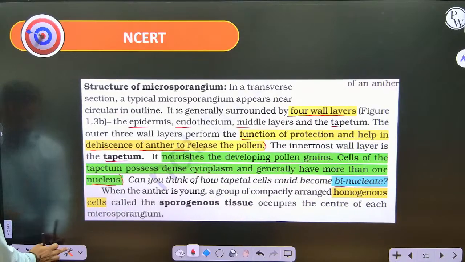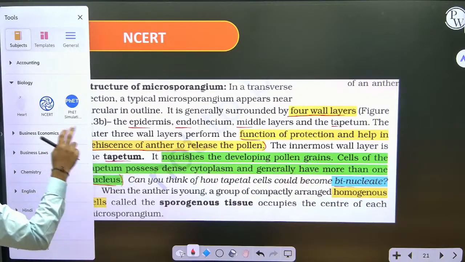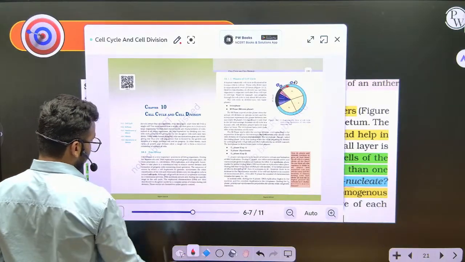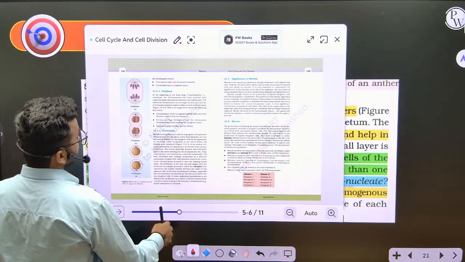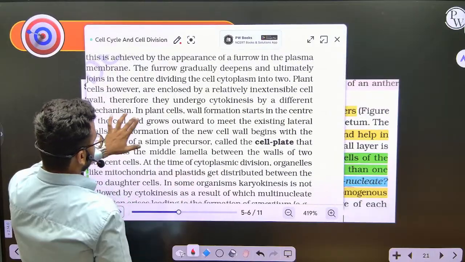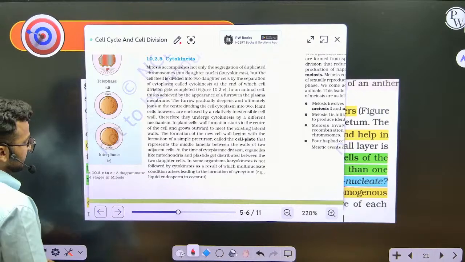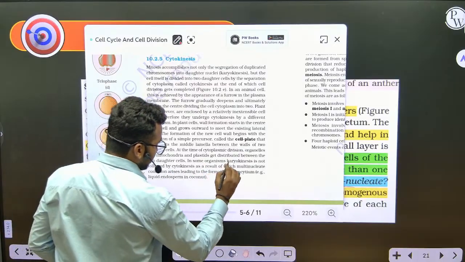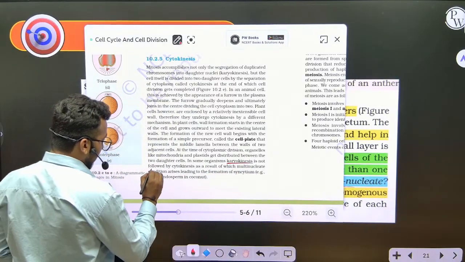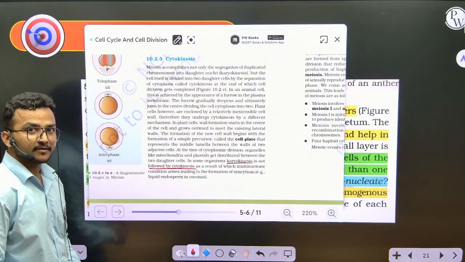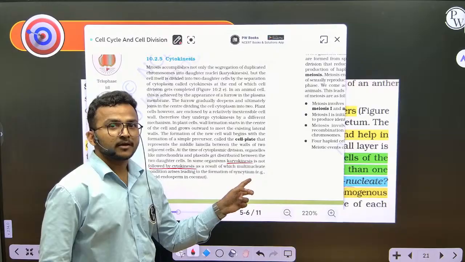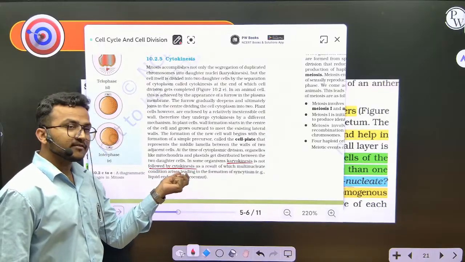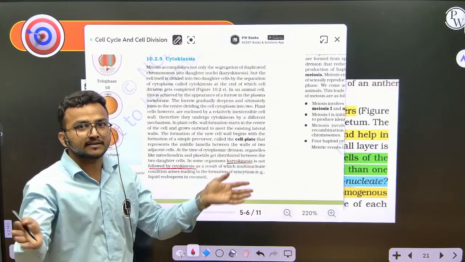Okay, let's go back to the NCERT. You will get to understand; I will show it in cell cycle and cell division. That is nothing but cytokinesis not taking place. Here, in cytokinesis, in some organisms, karyokinesis is not followed by cytokinesis. Karyokinesis means nuclear division. Cytokinesis means cytoplasmic division, making 2 cells separate completely.